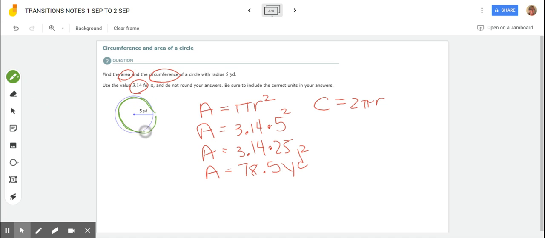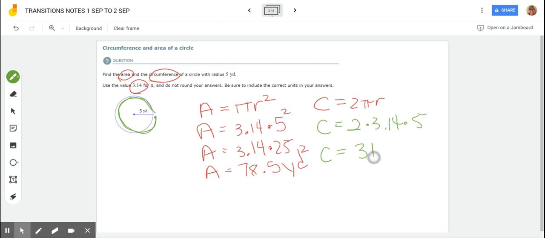Now the circumference is the distance around the circle. It's like you're gonna walk around this fence. So it's 2 pi r. C is equal to 2 times 3.14 times 5. And it's that simple. 3.14 times 5 times 2. Me and my equal sign. God, my brain. 31.4. Okay, that was just 10 times 3. That was easy.